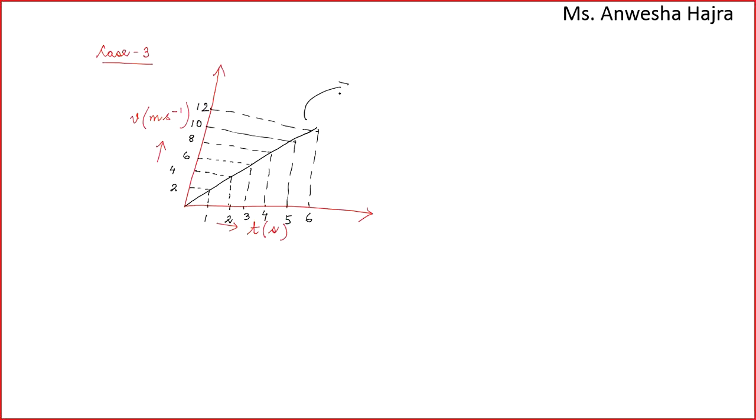So this type of graph, what does it tell us? That velocity is increasing with time. And when velocity is increasing with time, what do we have? It is an accelerated motion. And how do we get the acceleration? From the slope of the graph.